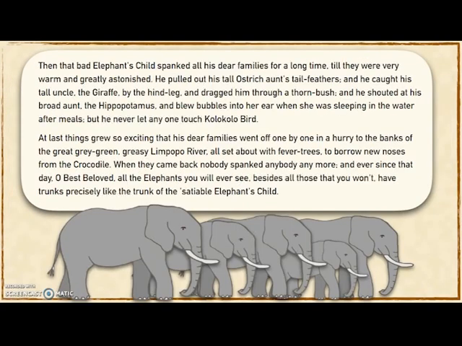Then that bad elephant's child spanked all his dear families for a long time, till they were very warm and greatly astonished. He pulled out his tall ostrich aunt's tail feathers, and he caught his tall uncle the giraffe by the hind leg, and dragged him through the thorn bush, and he shouted at his broad aunt the hippopotamus, and blew bubbles into her ear when she was sleeping in the water after meals. But he never let anyone touch Colo Colo Bird.